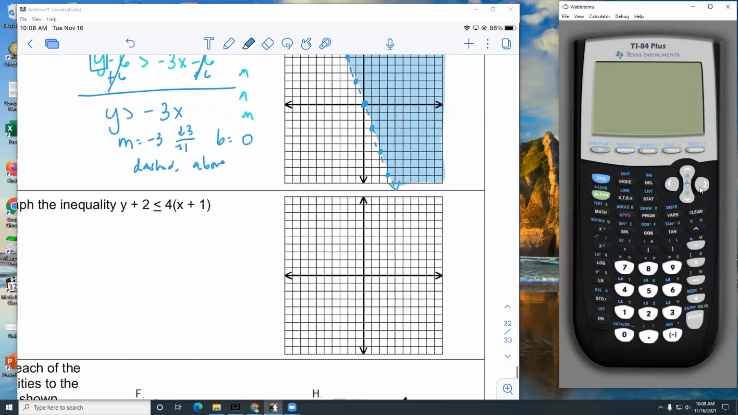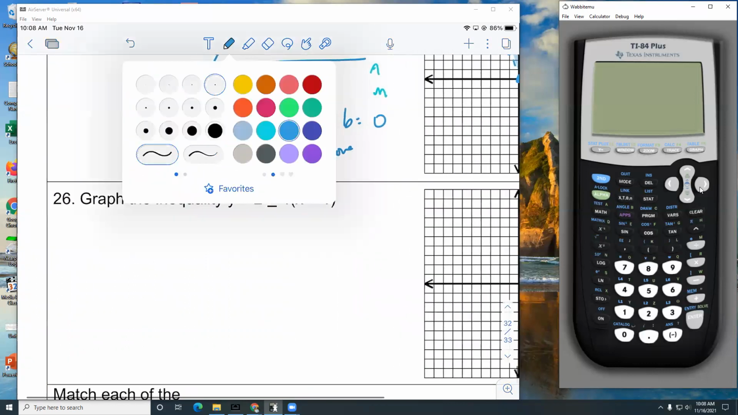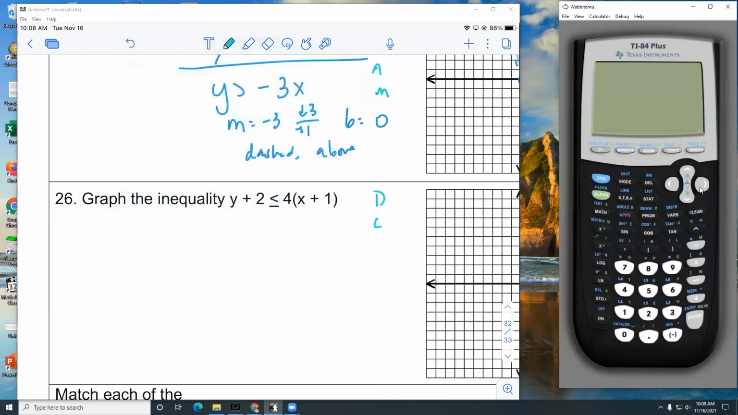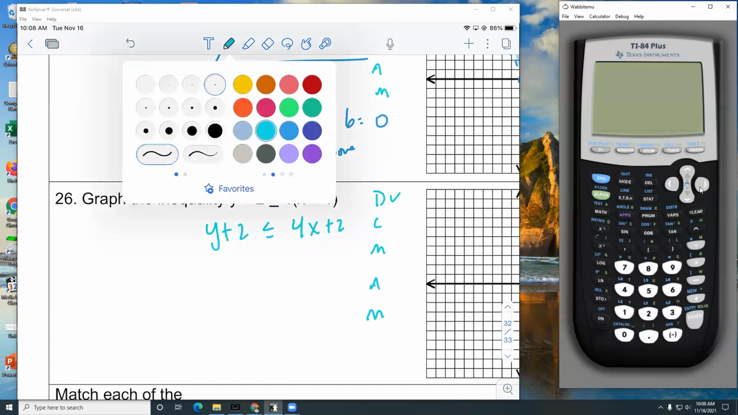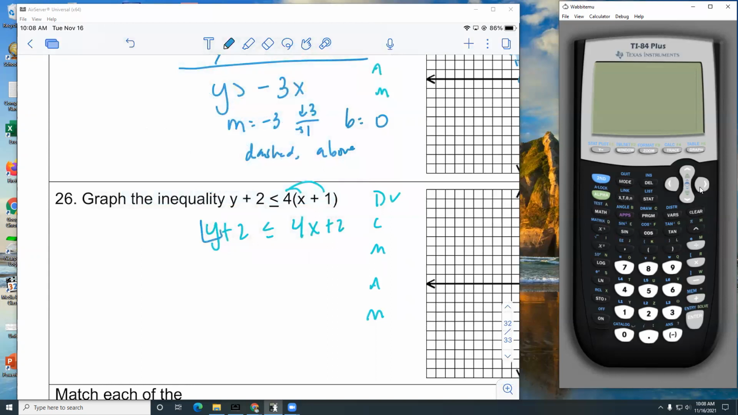26 is the exact same. We've got to distribute. Distribute in that 4. Y plus 2 is less than or equal to 4x plus 4. And then to get y by itself, I am going to subtract 2 from both sides.